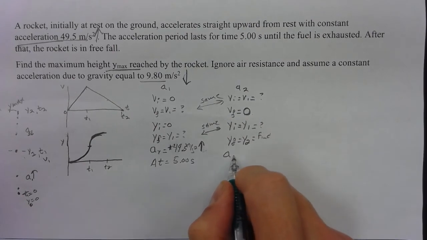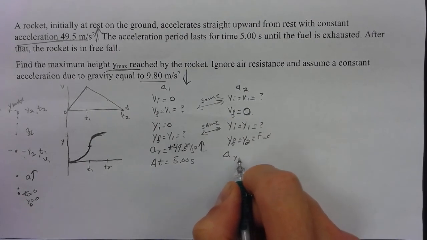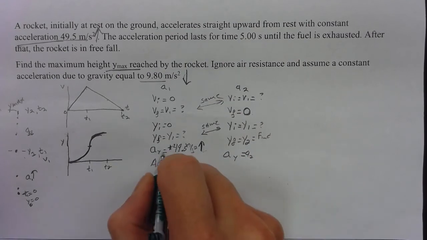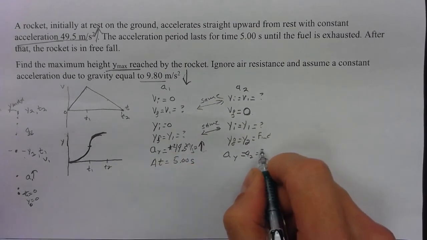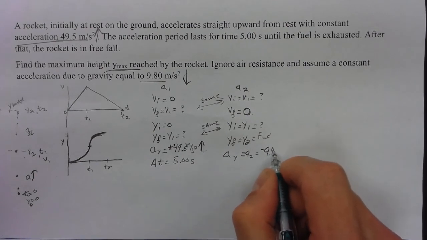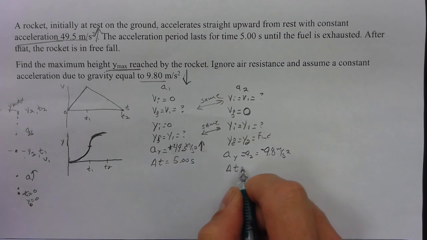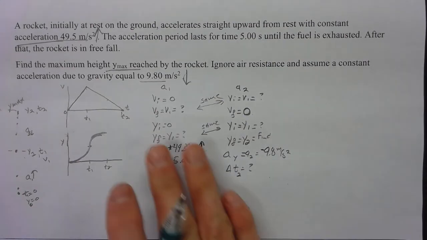The acceleration in the y direction here is my acceleration 2. That's what I called 2. This was 1. And that is negative. This one is the negative 9.8 meters per second squared. And that time frame, I don't know. Time frame 1, time frame 2.